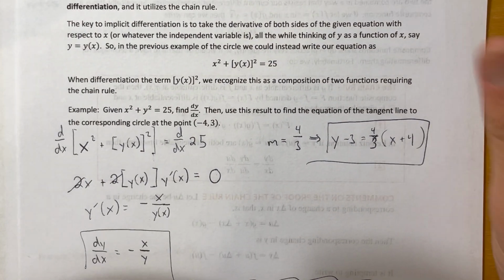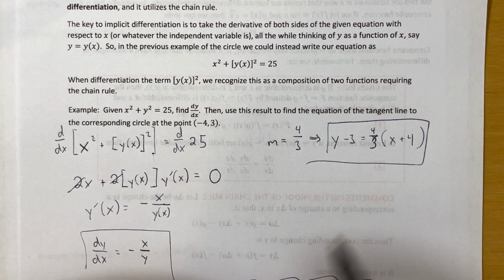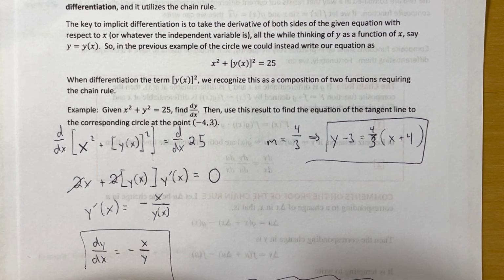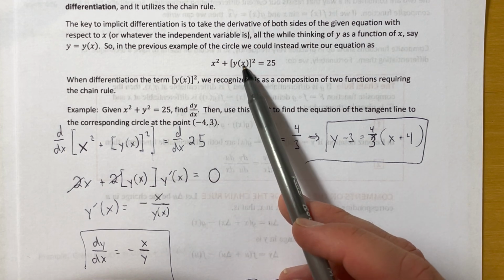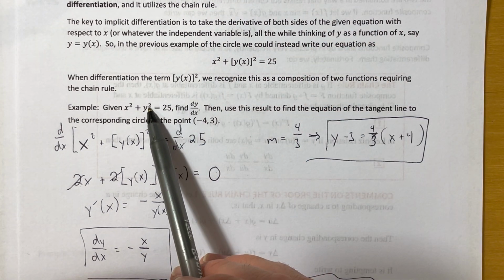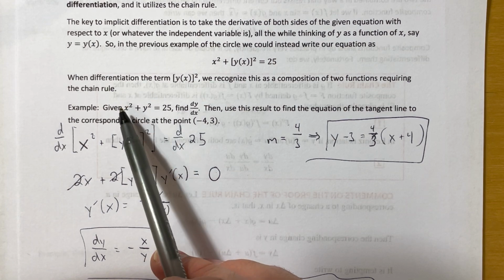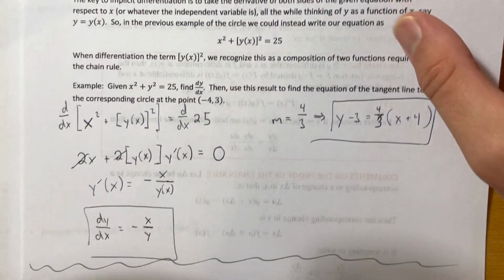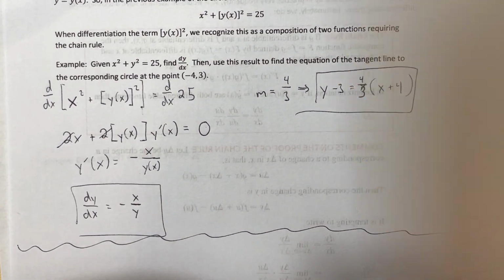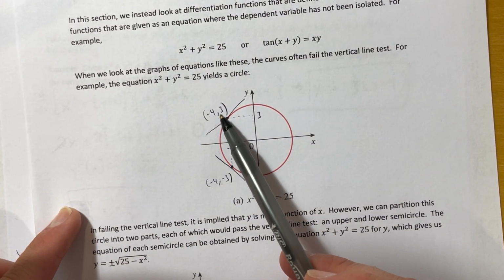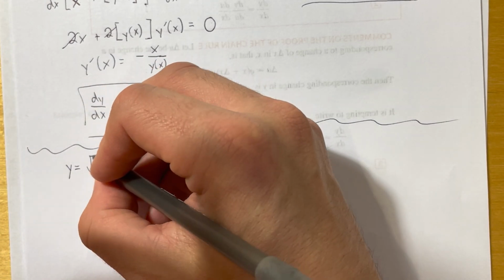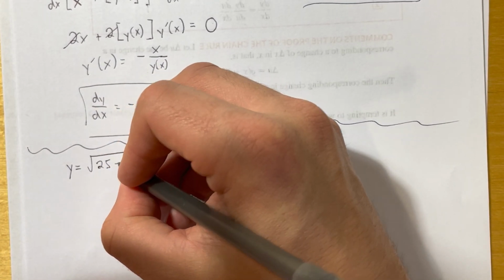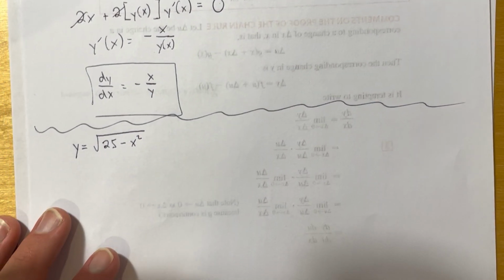I wanted to show that the result that we got is the same result that we would have gotten if, instead of using implicit differentiation, we tried to isolate y in the original equation here, and then take the derivative of y in its explicit form. So let me actually do that. Up here, because the point (-4, 3) is on the upper semicircle, the equation I'm looking at is y equals the square root of 25 minus x squared.